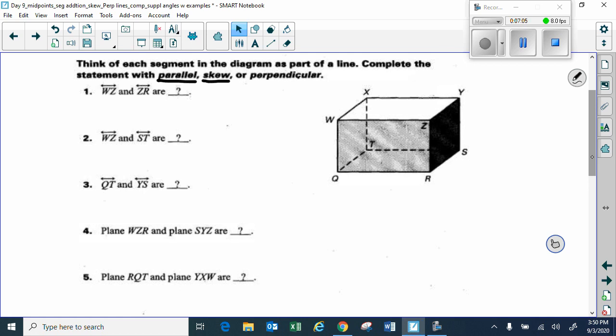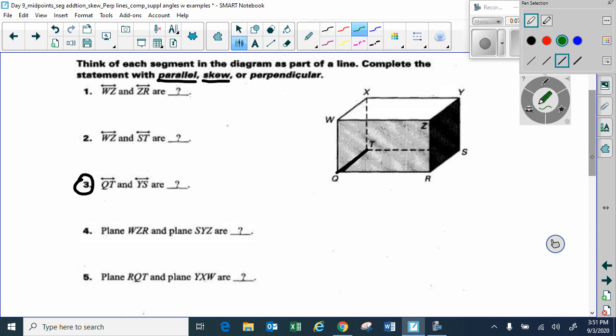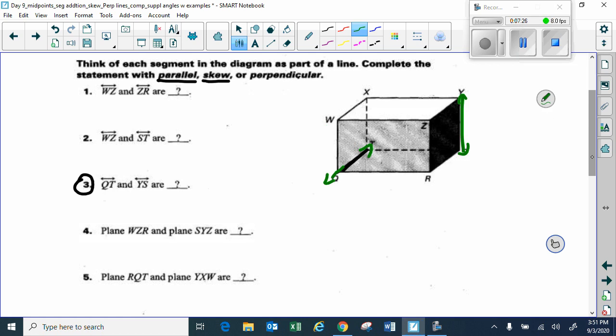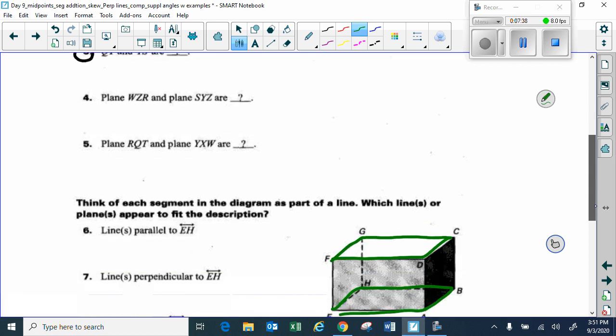Okay, so the one I did was number 3 here. If I look at line QT right there, and line YS, let me change the color here, and line YS right here. Okay, so these lines, you can see if I extend them, they are not going to intersect at all, and they are not in the same plane at all either. So therefore, the answer is skew. Okay, and you go ahead and answer the other ones with parallel, skew, or perpendicular. Well, that's your 90 degrees.